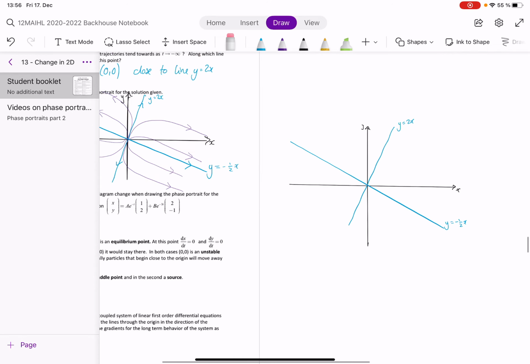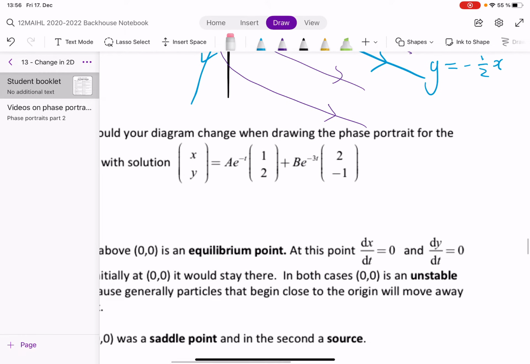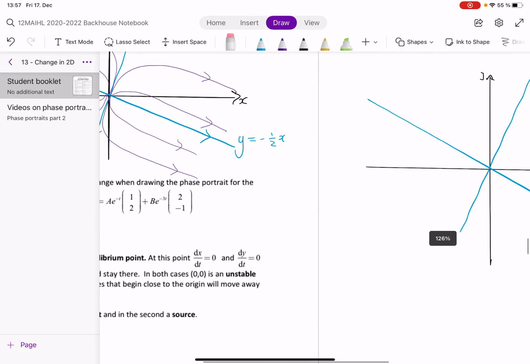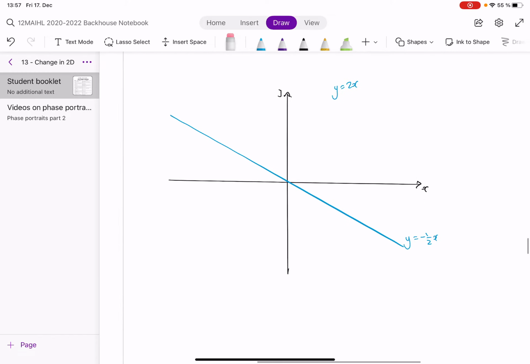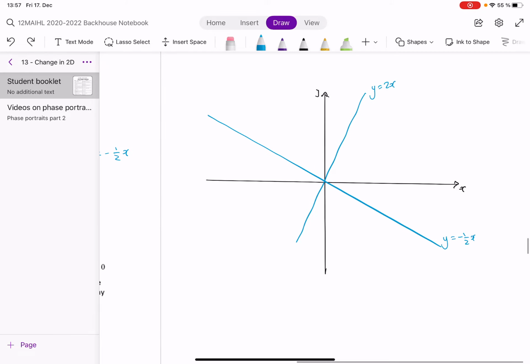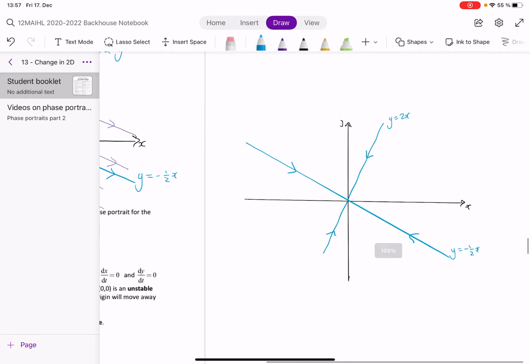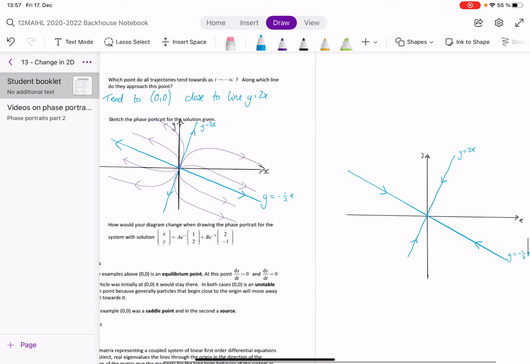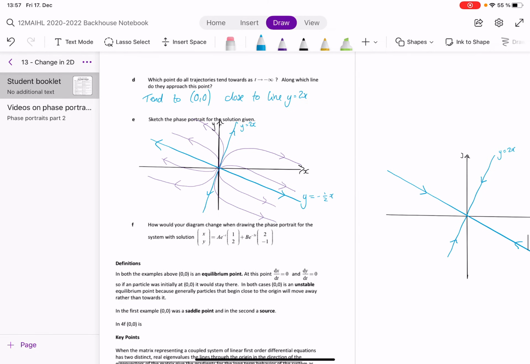Okay, so as t gets bigger now, both parts of our solution are going to get smaller. So what's going to happen then is that we are going to be heading towards smaller values. We're going to be heading towards the origin. Okay, let's make a little note of that. Tend towards origin.